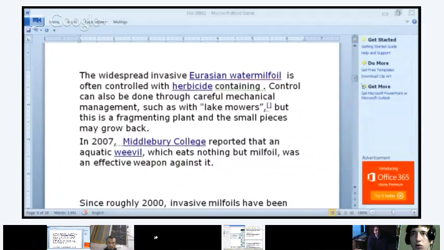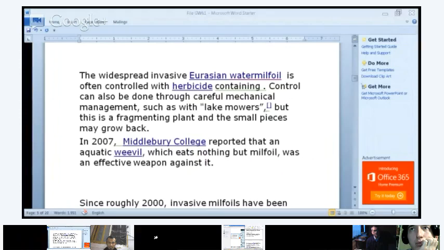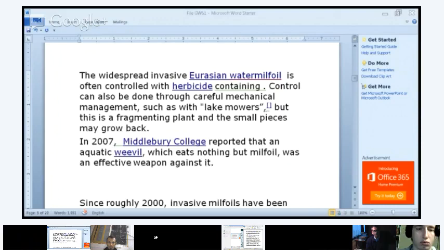Okay. The widespread invasive Eurasian water milfoil is often controlled with herbicide. Control can also be done through careful mechanical management, such as cutting the plants. But this is a fragmenting plant, and the small pieces may grow back. Please continue. Okay, one minute. In 2007, Middlebury College reported that an aquatic weevil, which ate nothing but milfoil, was an effective weapon against it. Okay, great.